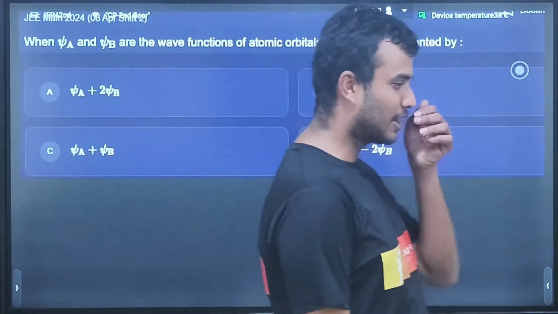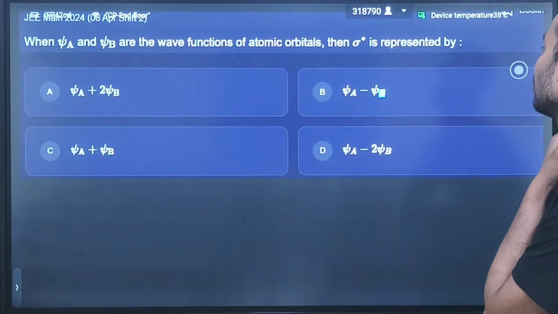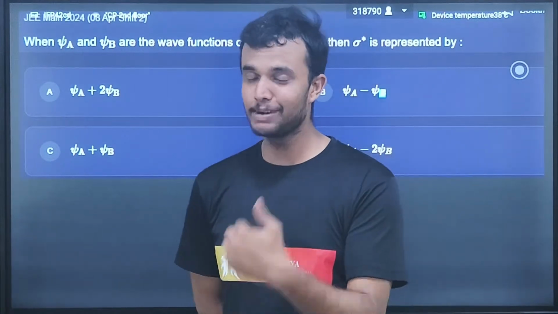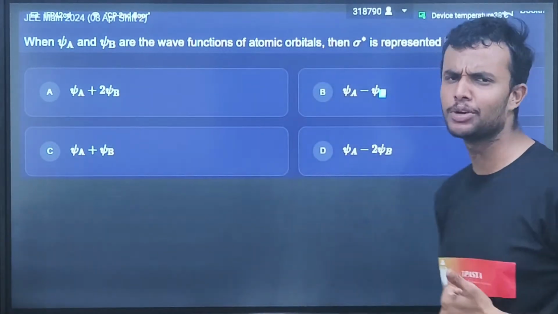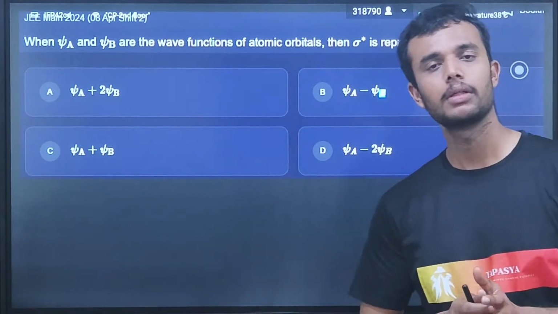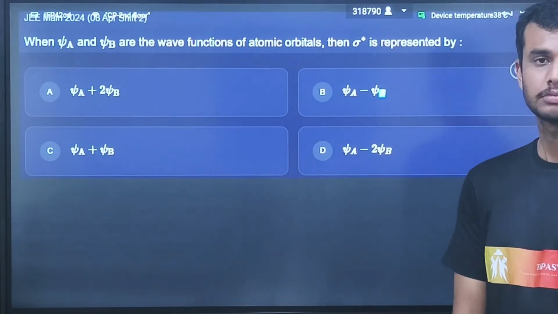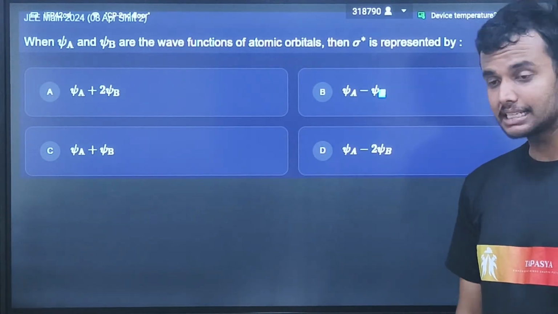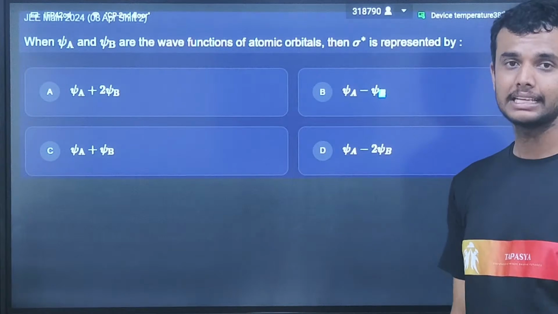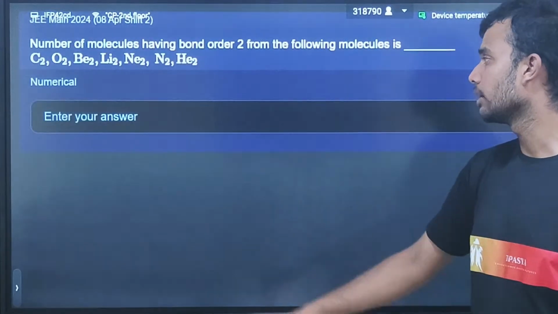One of the easiest questions, my dear students. When psi of the wave function of the atomic orbitals combine, sigma means bonding orbital and sigma star means anti-bonding orbital. Let me know the answer in the chat section fast. Very good. The answer is option B. If you add psi A plus psi B, you get a bonding orbital. Psi A minus psi B means anti-bonding.